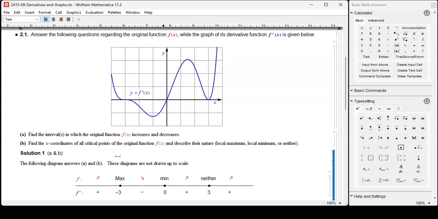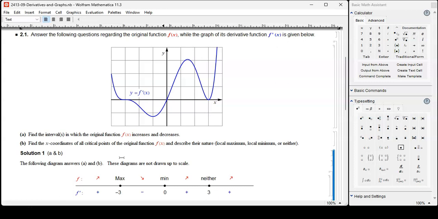So graph increases and decreases. That's where we have local maximum. Graph decreases and then goes back up. That's when we have local minimum. And then increases, pause, and increases again. That's neither maximum nor minimum. In this case, the critical point is actually an inflection point.